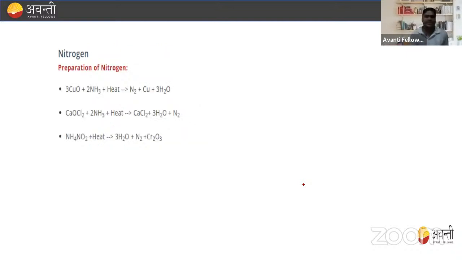Now, the important compound here is nitrogen. The first important compound of this group is nitrogen. So how will you prepare nitrogen? Basically, when you heat copper oxide with ammonia, we get N2 plus Cu plus 3H2O. So this is how you prepare N2.